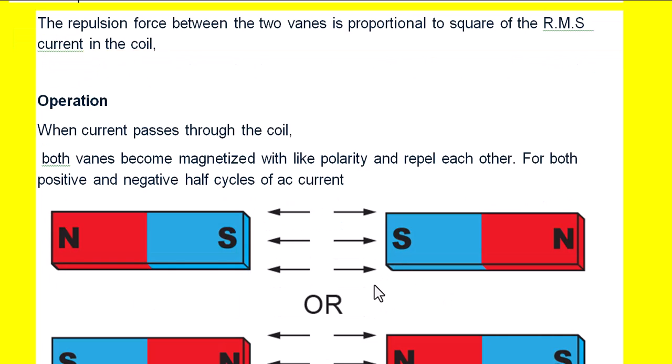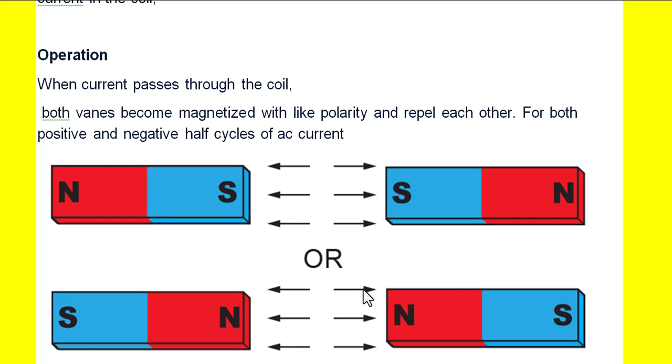Similarly, during the negative half cycle of the AC current that is flowing through the coil, suppose in the fixed vane the north pole is formed here, then automatically south pole will be formed here. And in the movable vane, the north pole will be formed here and south pole will be formed here. So here north pole and north pole, again there is a repulsion. So the pointer will always move in one direction, that is from left to right, irrespective of the current direction in the coil.